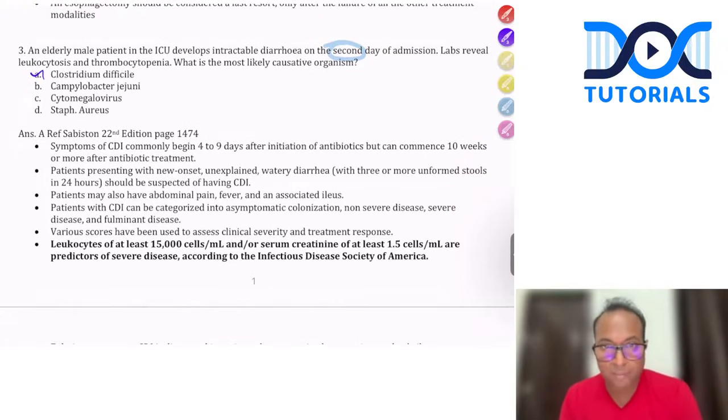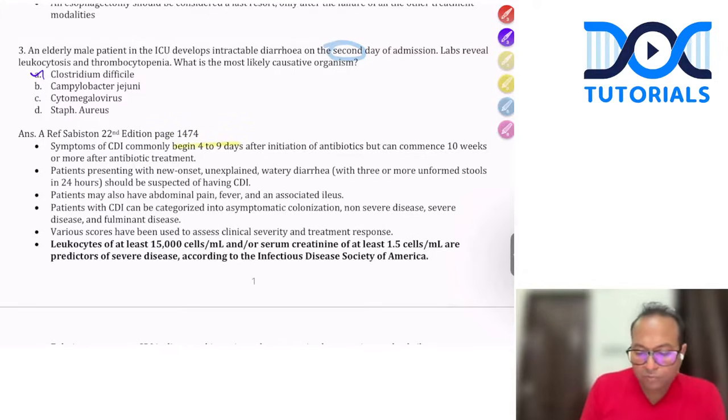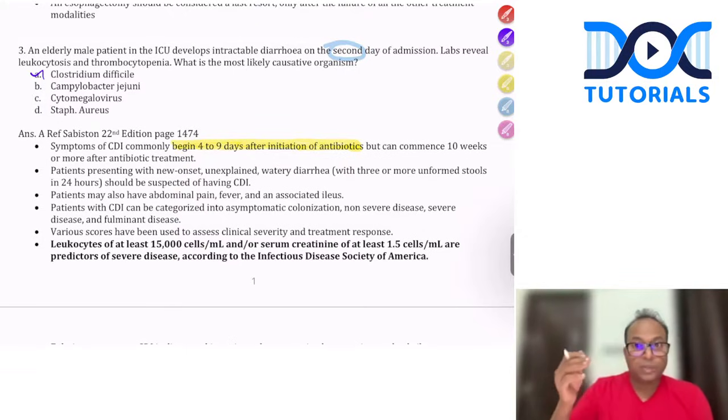The question is definitely asking about Clostridium difficile infection, but the point is it usually begins 4 to 9 days after initiation of antibiotics, but can commence 10 weeks or more also. You can see such patients.